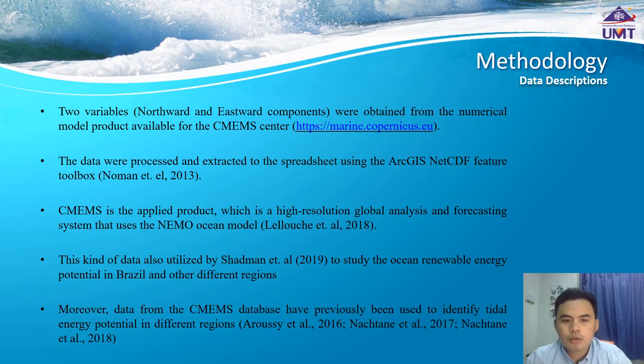So two variables, northward and eastward components, were obtained from the numerical model product available from the CMEMS center. Here is the link. The CMEMS database has been widely used by several researchers to evaluate wave and tidal energies. This simulation has some weakness in accurately representing some storm events, but in general it represents mean values quite well, and this database provides homogeneous long-term data and higher spatial coverage than that achieved with a single point observation. The data were processed and extracted to a spreadsheet using the ArcGIS NetCDF feature toolbox.